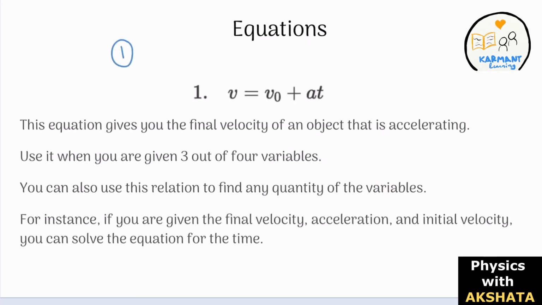It's also really helpful to actually understand the equations instead of just seeing them as a mass of variables and numbers. So this equation, v is equal to v0 plus at, gives you the final velocity of an object that is accelerating. So you can use it when you're given 3 out of 4 variables. Like for instance, you're given v, v0, and a, and then you can find t, or any combination of 3.